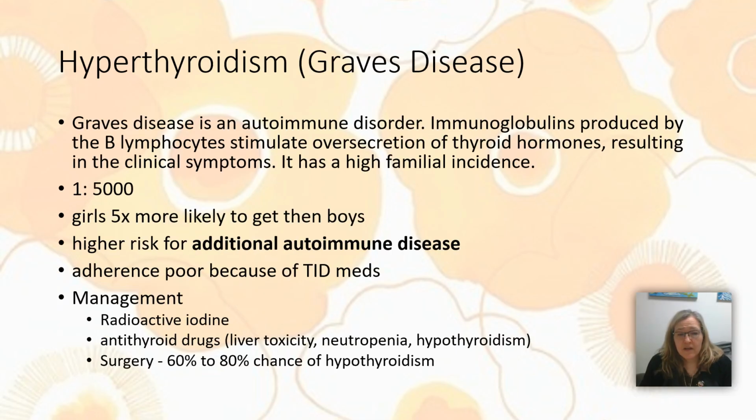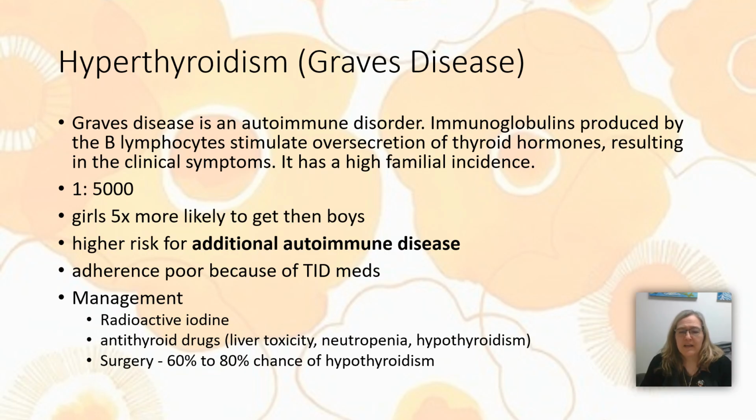Another one is hyperthyroidism or Graves' disease. This one is also an autoimmune disorder. So the immunoglobulins produced by B lymphocytes stimulate oversecretion of the thyroid hormones, resulting in the symptoms. And there's a pretty strong genetic component to this disease process. It affects 1 in 5,000 children, and girls are 5 times more likely to get it than boys.